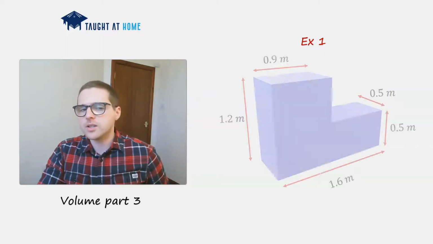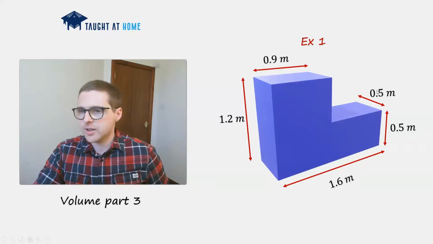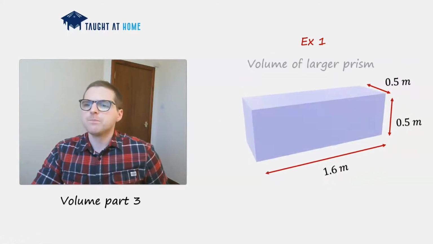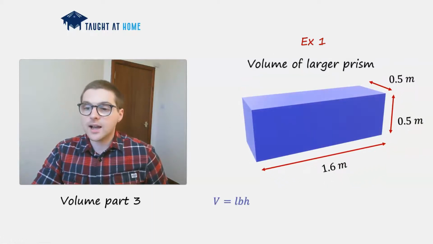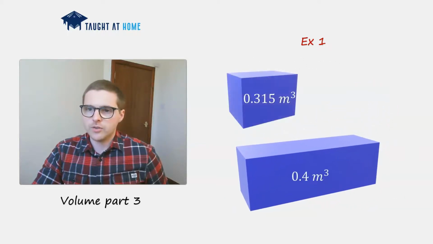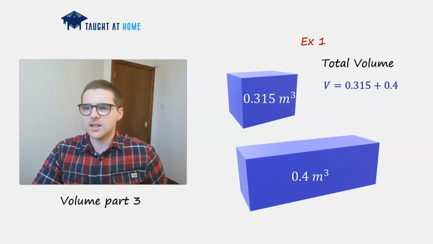Now we can do the same for the larger prism. Looking at our diagram, we can see that we're given the dimensions. We're given 0.5 for the breadth, 0.5 for the height, 1.6 meters for the length. So we can actually just go ahead and multiply these using the formula, and this comes to 0.4 cubic meters. And so now we've got the volume of the smaller prism and the volume of the larger prism. We're going to add these together to get 0.715 cubic meters.